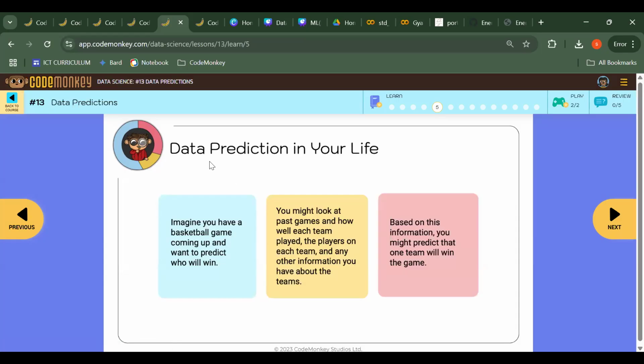Let's dive into a real life example of data prediction in your life. Imagine you have a basketball game coming up and want to predict who will win. You might look at past games and how well each team played, the players on each team, and any other information you have about the teams. Based on this information, you might predict that one team will win the game.